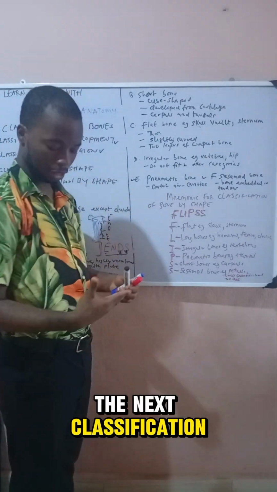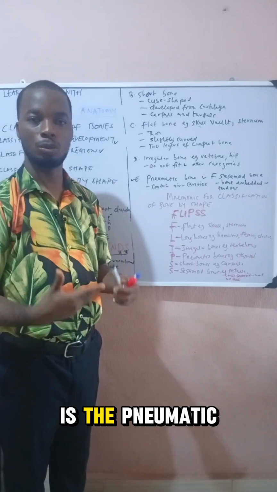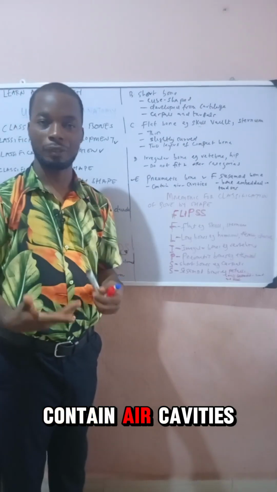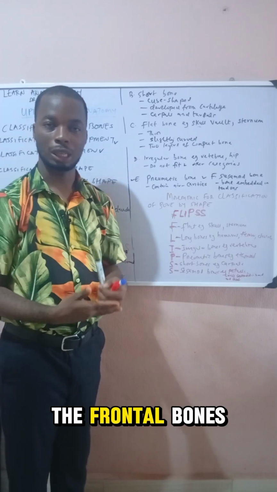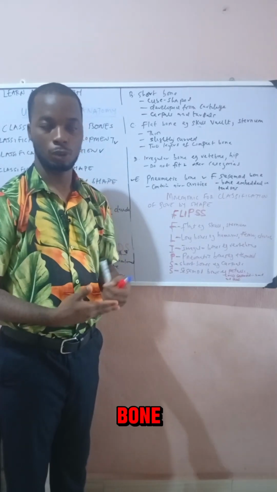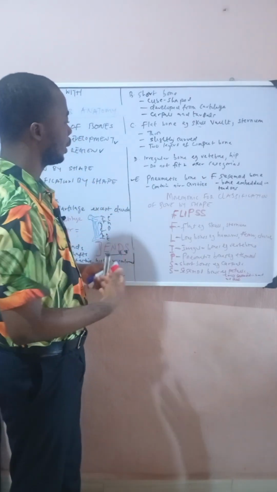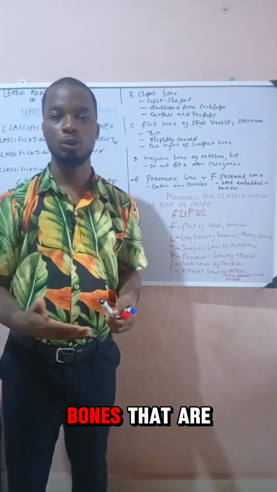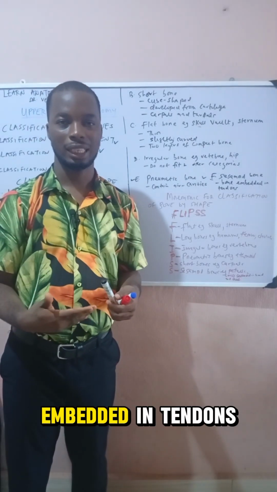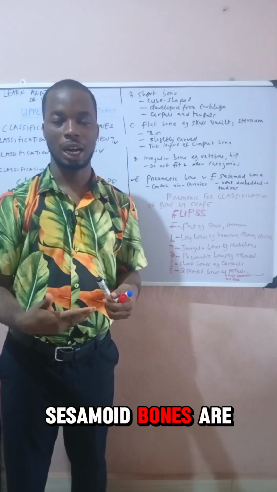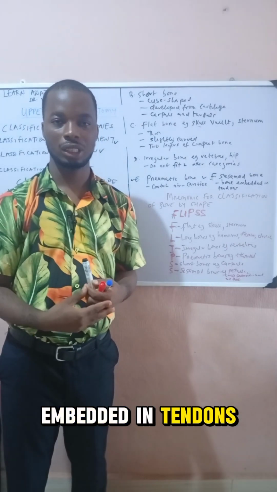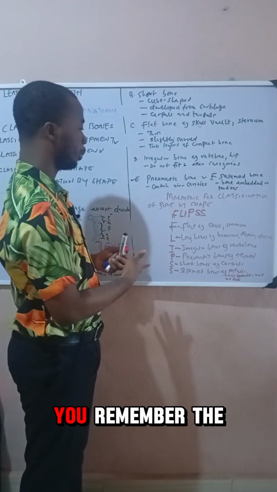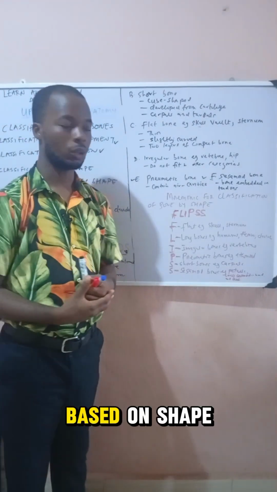The next classification is the pneumatic bone. The pneumatic bones are bones that contain air cavities. Examples are the frontal bone, the ethmoidal bone, and the maxillary bone. The next is the sesamoid bones. Sesamoid bones are bones that are embedded in tendons. Example, the patella.